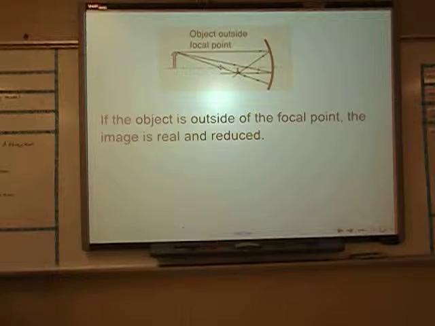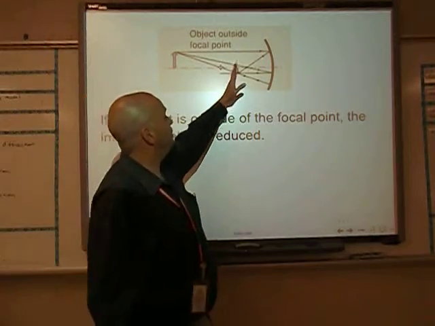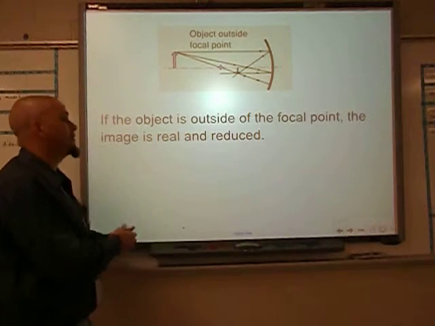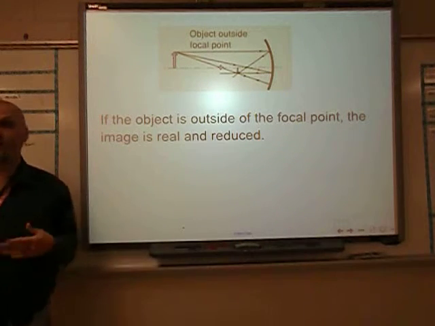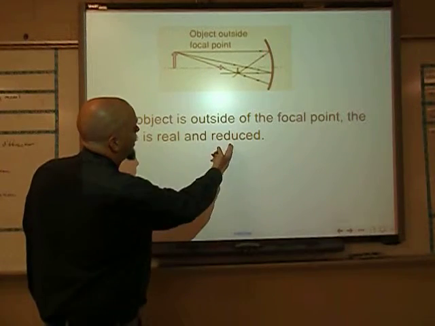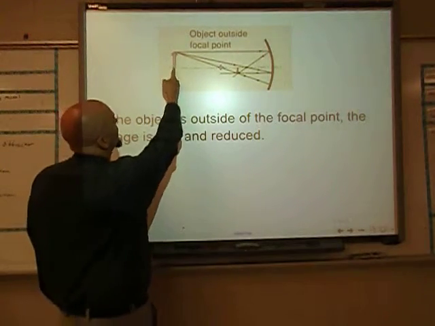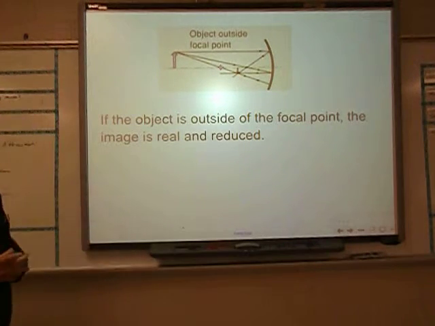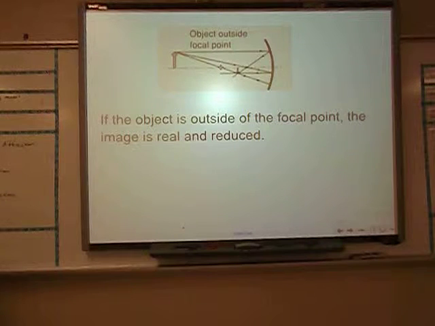And it's real, it's projectable. If I held a piece of paper here, I'd see that arrow. I'd have a real projectable image. So again, when I say real image, that means in front of the mirror, upside down, and projectable. You can actually see it on a piece of paper. Size-wise, it is reduced. You'll see how large the object arrow is. You see how much smaller the image arrow is. That is a reduced image.